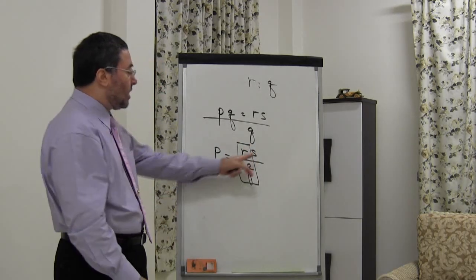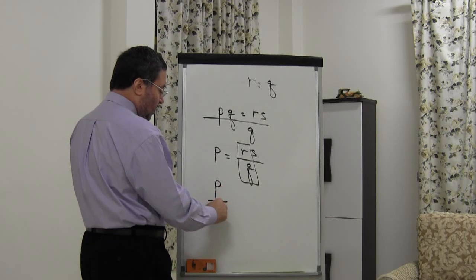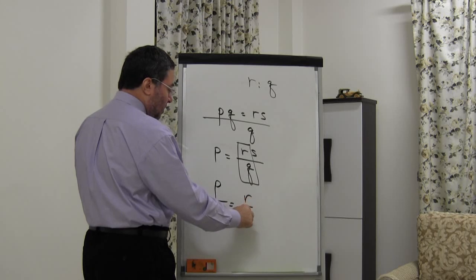Then we have to get rid of the S. So we divide everything by S. And so we get here P over S equals R over Q.